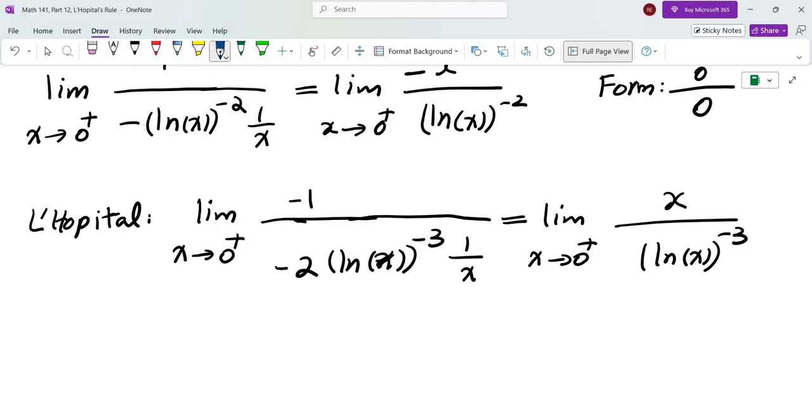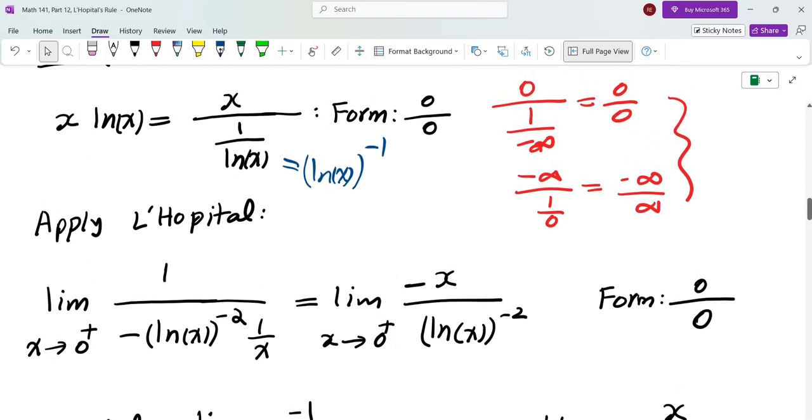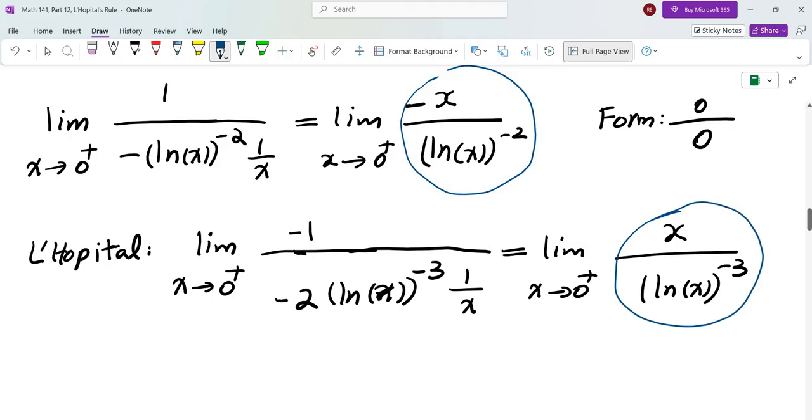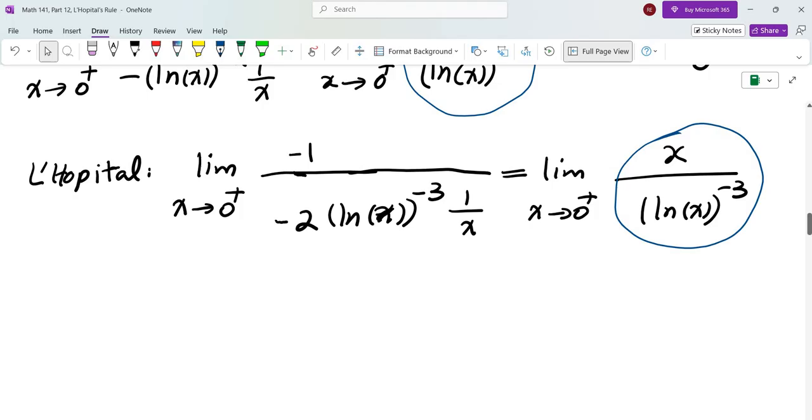So let's look at what happened. We started with x over natural log. We got to x over natural log to the power of negative 2. And we got to x over natural log to the power of negative 3. So things are getting worse, not better. So this doesn't seem to work. So this is not working. So perhaps we need to try something else.